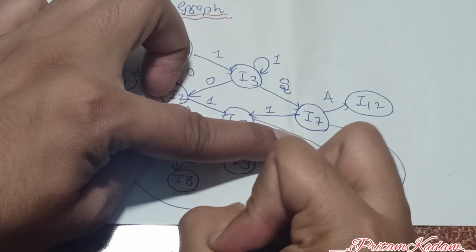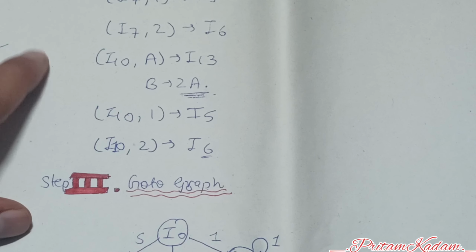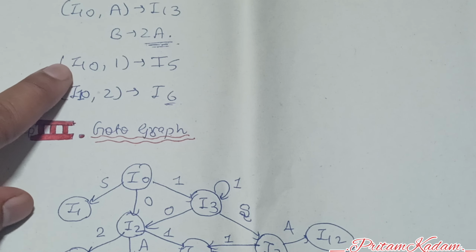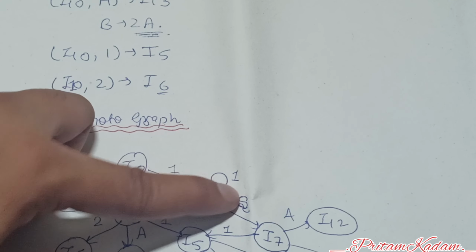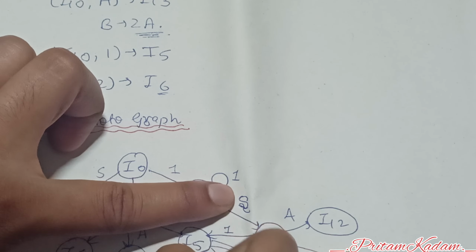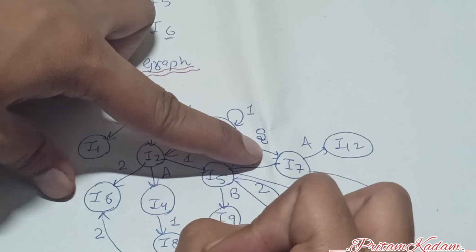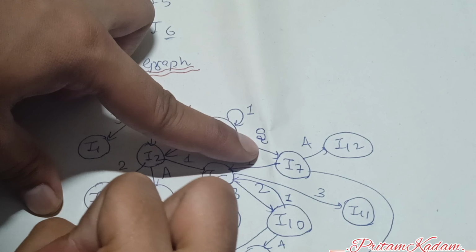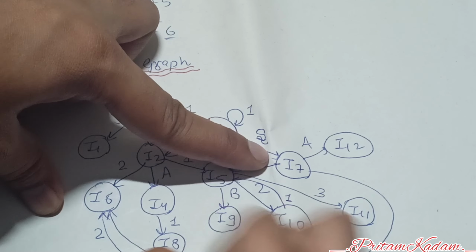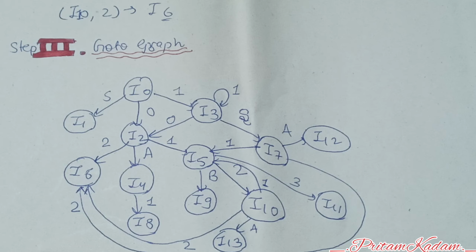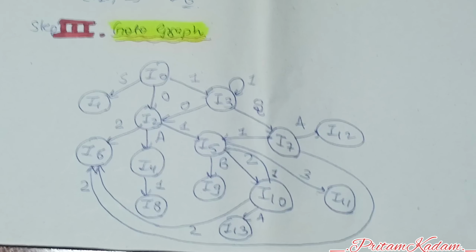Now for the next part, on passing A in the I10 state, we got the I13. Okay, and then on passing 1 in the I10, we got the I5. So I10 is over here, and then we will write 1 over here for the I5 resultant state. Okay, and then I10 on passing 2, it goes to the I6 state. So we have I10 over here, and then I will make an arrow so that it doesn't overlap. Yeah, and then I will write 2 above it. Yeah, like this. So we have completed the goto graph.